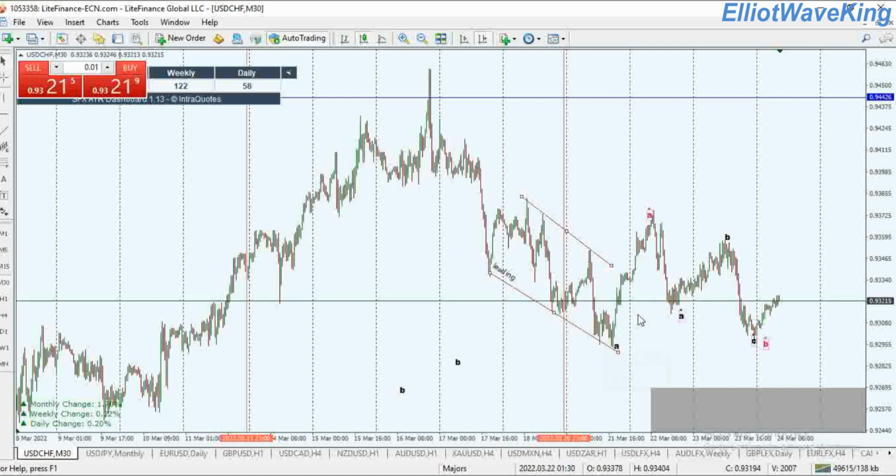So you can see that we've started to form an A. We'll form an ABC down to create a B. And what I'm going to be working out is a potential C to the upside. I'm expecting that a C could also form.